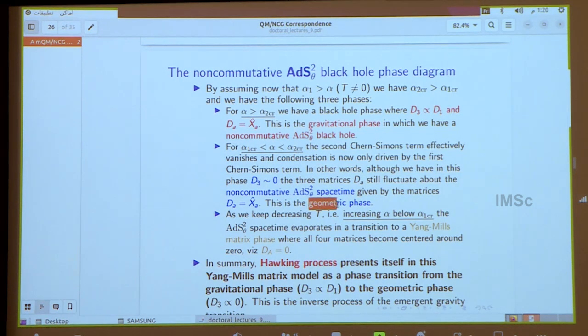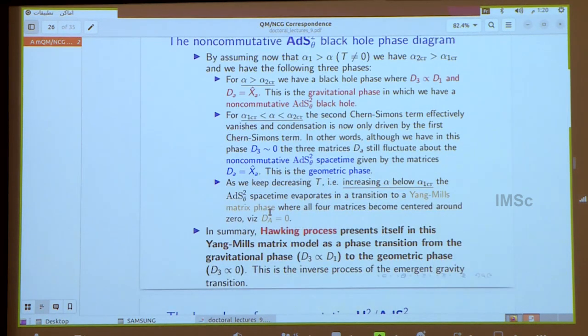This is the geometric phase. If we keep increasing the temperature, the matrix temperature here, by the way, there are two temperatures here, the matrix temperature, which is inversely proportional to this alpha, and the Hawking temperature. So if we keep increasing the temperature, which means decreasing alpha below alpha 1, the AdS2 background itself will evaporate into something called the Yang-Mills matrix phase. All matrices fluctuate around 0.